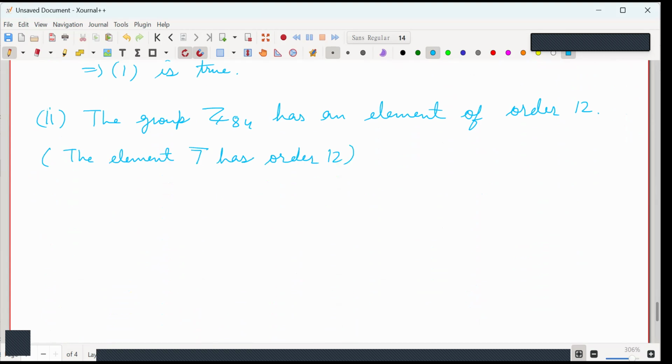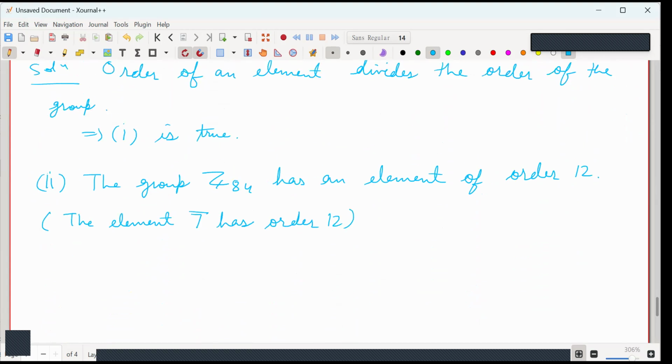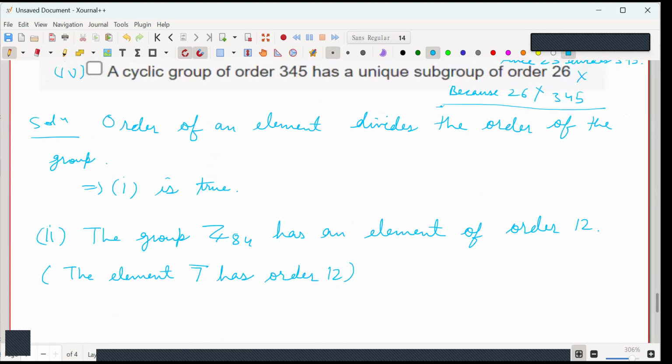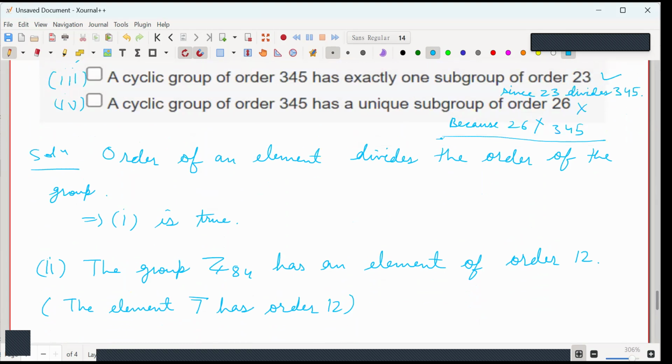Excuse me, sir. Do you have any doubt, Prerna? Yes, sir. For the example of Zn, it can be shown that it has a unique subgroup of order 26. But how to prove that generally? For Zn, there is a unique subgroup for each divisor.